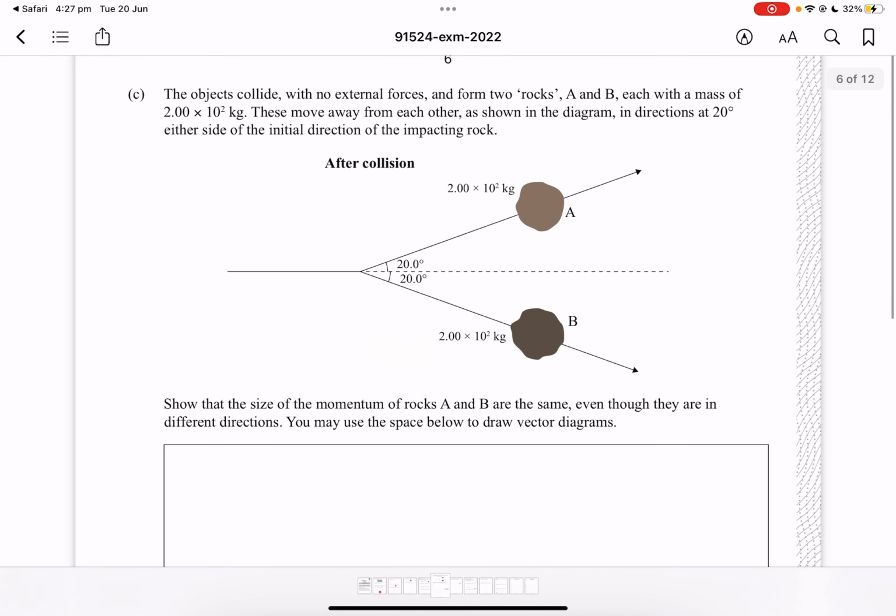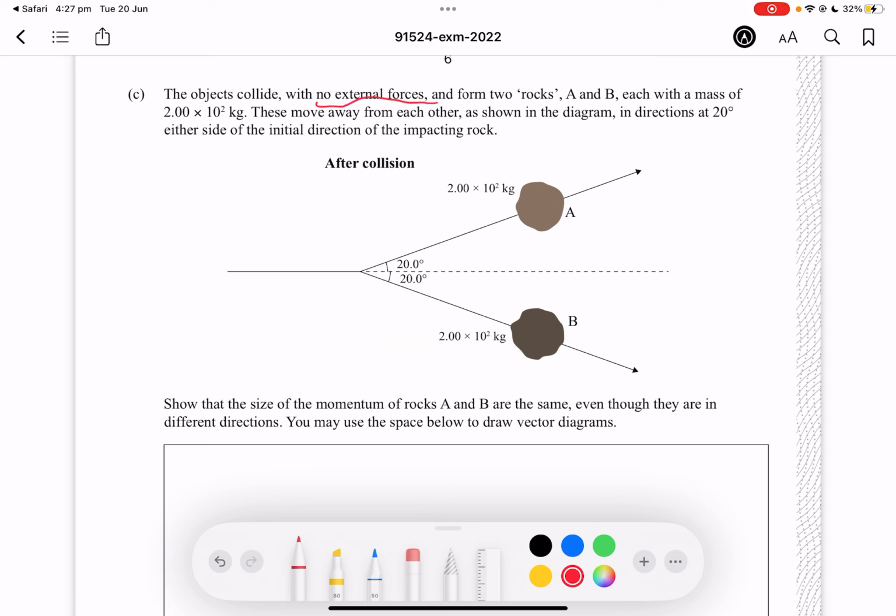Okay, so objects collide with no external forces. So again, very key words you're looking at here. No external forces basically just implies that there are no external forces on the system. And there's two rocks, A and B, each with a mass of 200 kilograms. These move away from each other as shown in the diagram, in directions of 20 degrees on either side of the initial direction of the impacting rock.